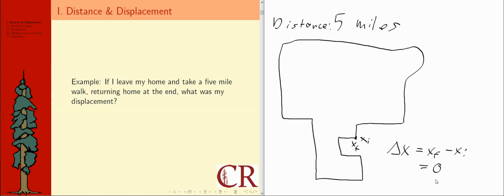So anytime you do a round trip, you're going to have an overall displacement of 0 because it really is the straight line distance from A to B, right? And if A and B are the same point, that straight line distance is absolutely 0. So there it is. The answer is 0.